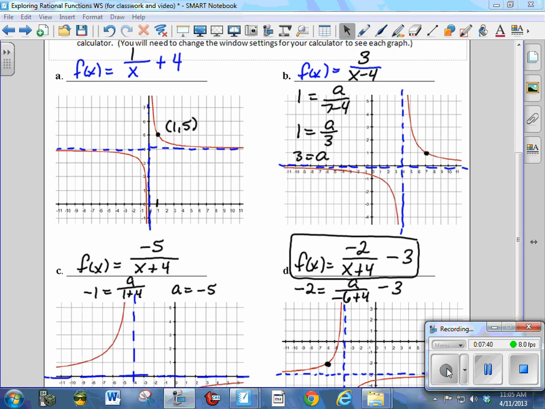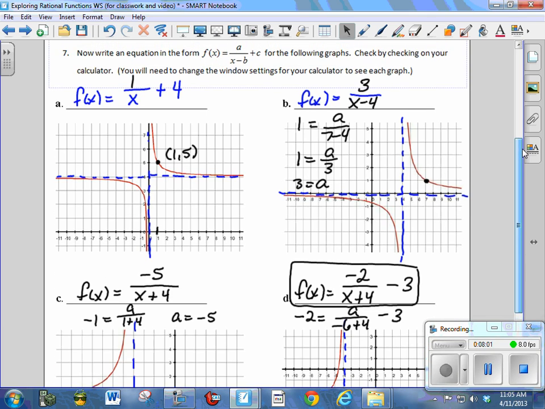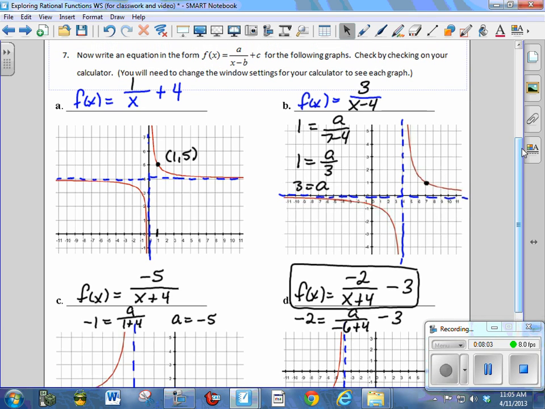Okay, you can look here. A should be f of x equals 1 over x plus 4. I use the specific point 1, 5. If I put in 1 for x, then my c value here would have to be 4 in order to get 5.